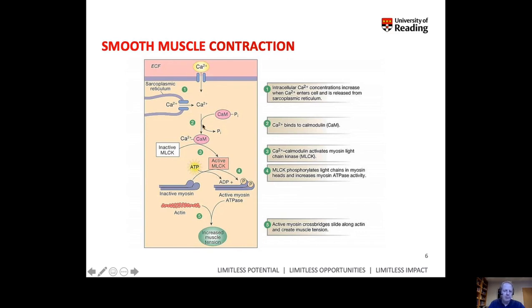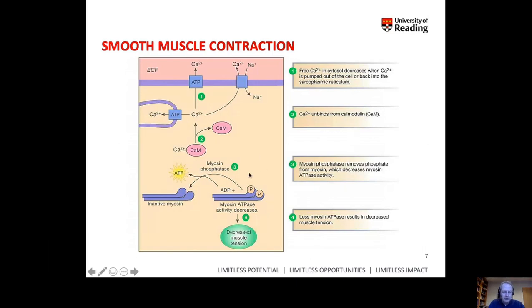The proteins that are involved in smooth muscle contraction are different to the ones involved in skeletal muscle and cardiac muscle contraction. Active myosin cross bridges are released so that we can slide actin and myosin across each other. So again, it works by the sliding filament model. It's just that the calcium regulation is slightly different.